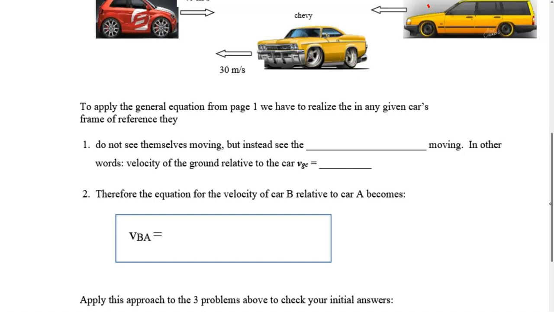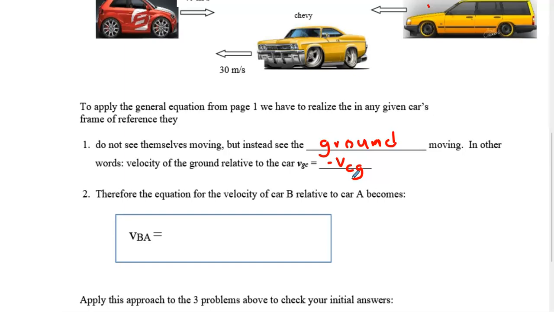So to apply the equations from before, we want to realize when you're in any given car's frame of reference, they do not see themselves moving. So if I'm in the Volvo for the first problem, I don't see myself moving. I instead see the ground moving. In other words, the velocity of the ground relative to the car, v ground relative to the car, is negative the velocity of the car relative to the ground. Okay?